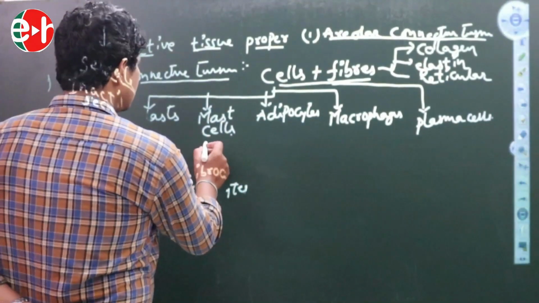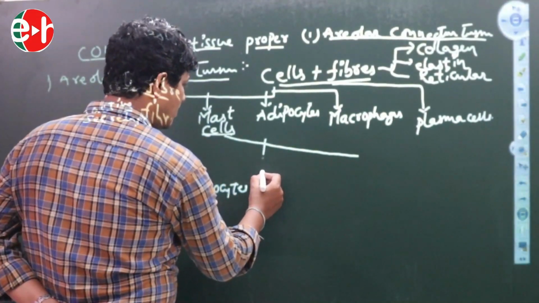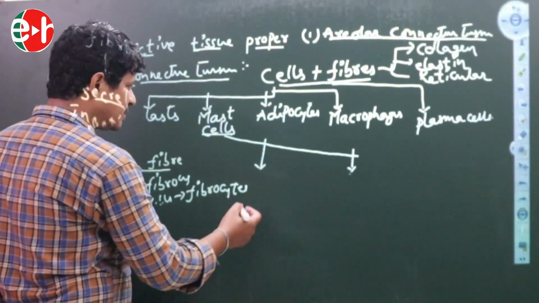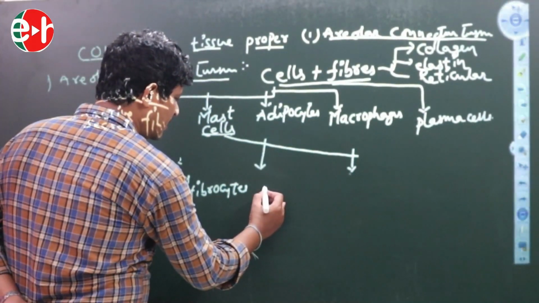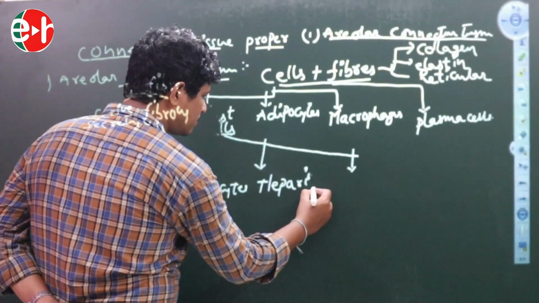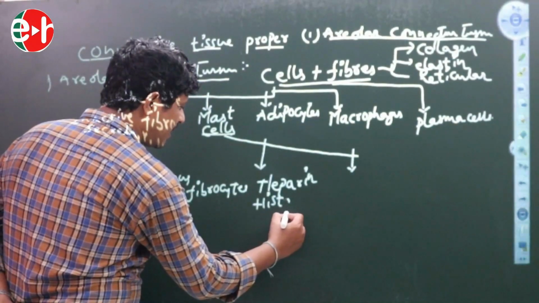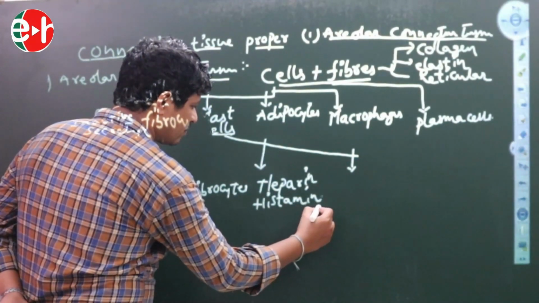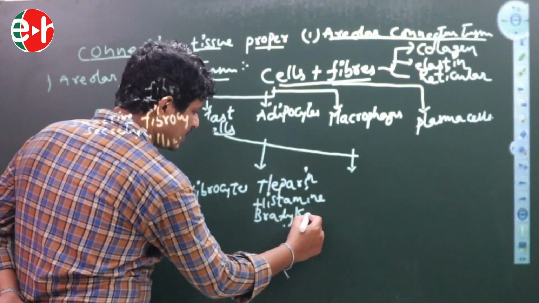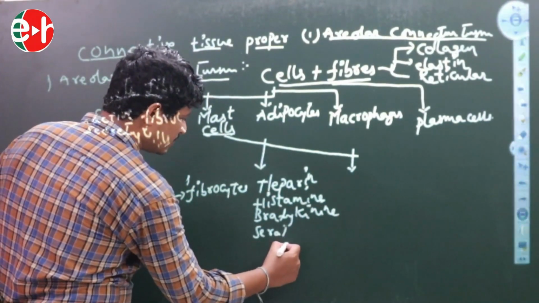Now, the mast cells of the areolar connective tissue. The mast cells contain different substances. First one is heparin, and the second one is histamine, bradykinin, and the third one is serotonin.